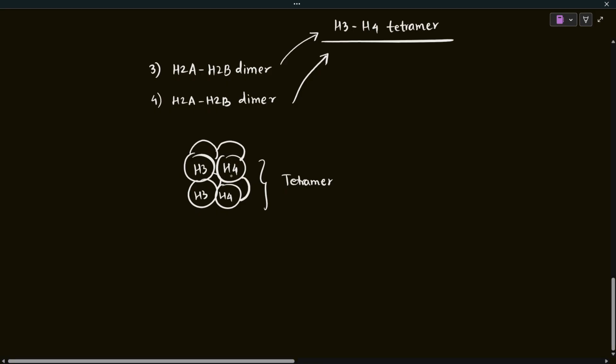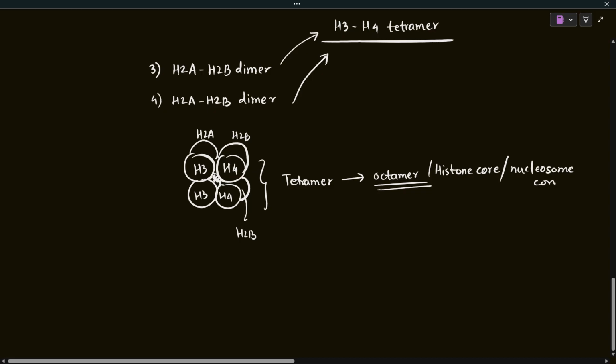So I've drawn this in 3D. This is again H2A, and this is H2B. So this is how an octamer is formed. That's why it is called the octamer, histone octamer, or say nucleosome core. Let's not call it histone core, it's a misnomer, I guess.